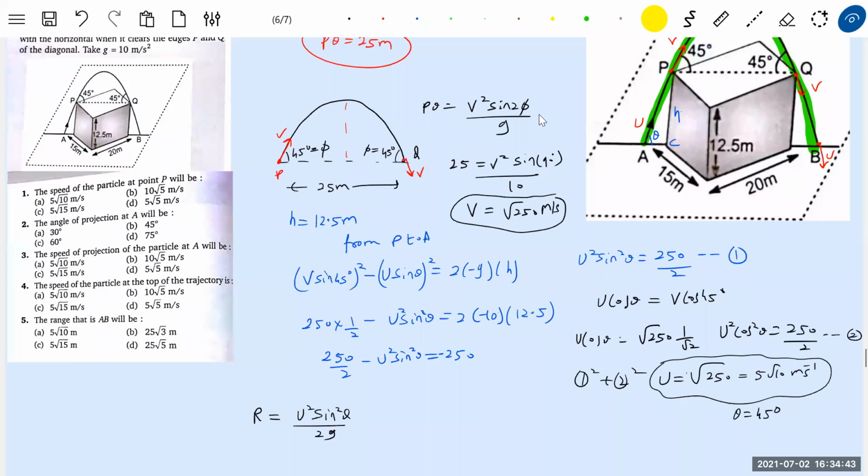Sir, theta I'm getting 60, sir. U square sin square theta, it should be 3 into 250 by 2, no, sir. U square cos square theta will be 250 by 2, sir. Yes, sir. No. Check it all. 60 only we will get. 60 degrees, sir.